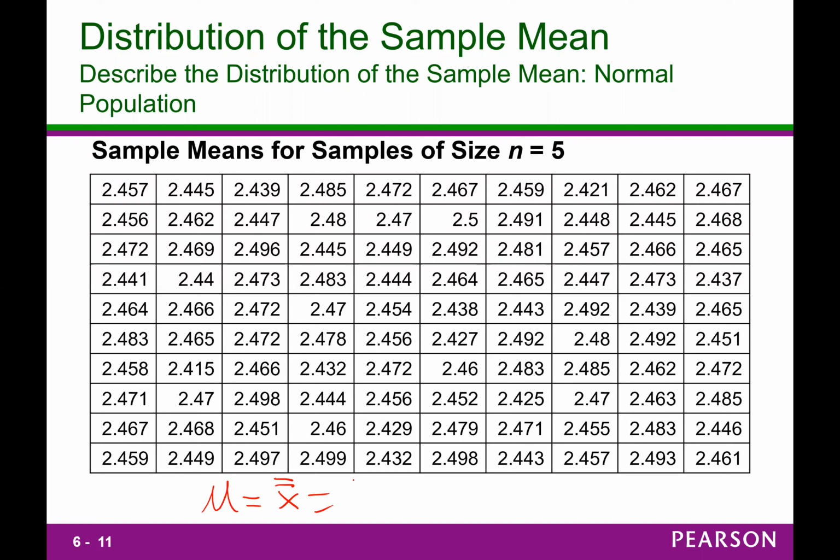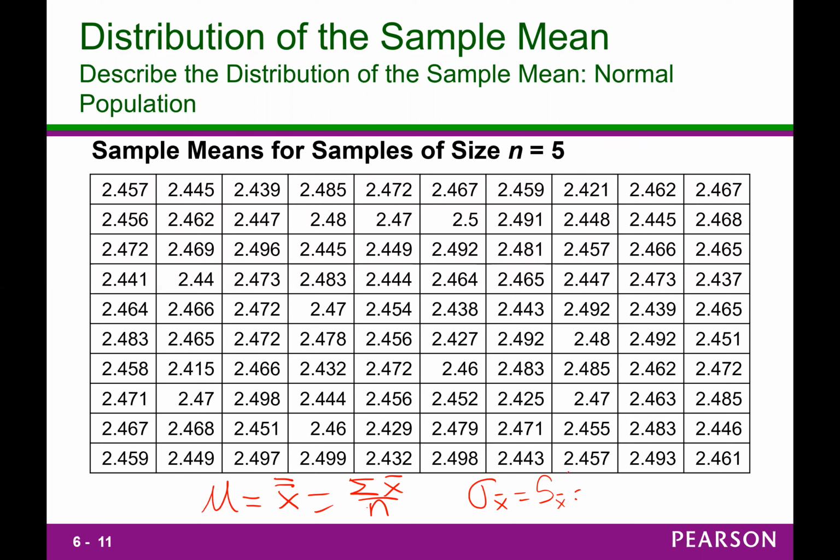How can we obtain this mean? We need to add all of these samples mean and divide by the total. The total is 200. And the standard deviation of all samples mean, that is the population. And actually here, we should use the sample standard deviation for this sample of 200.